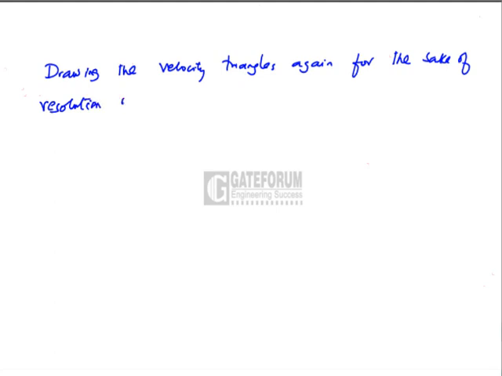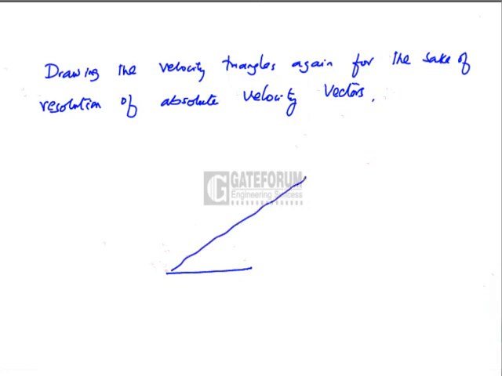Drawing the velocity triangles again for the sake of resolution of absolute velocity vectors, drawing the velocity triangles on the common base is a usually followed practice, particularly when we deal with the reaction turbine.